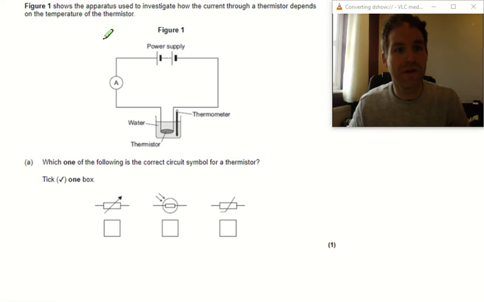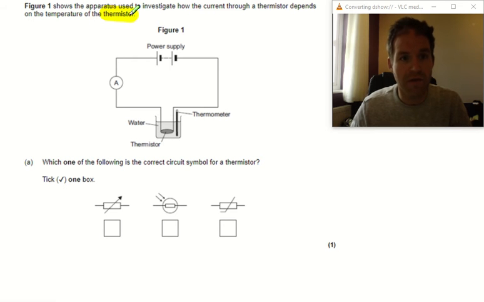Okay, so figure 1 shows the apparatus used to investigate how the current through a thermistor depends on the temperature of the thermistor. The question is, which of the following is the correct symbol for a thermistor? If we can't remember, I can, so the thermistor is this one. This one's a thermistor, so we give it a tick here.